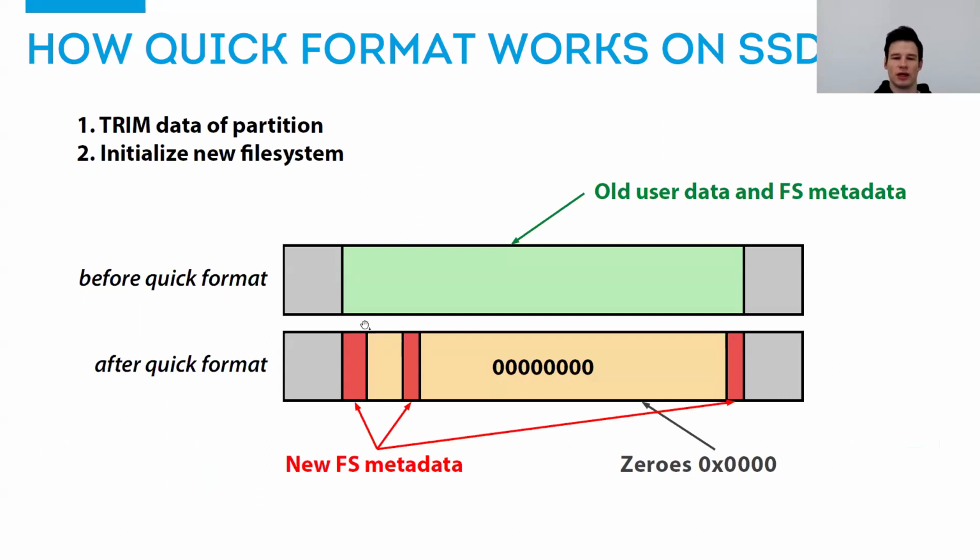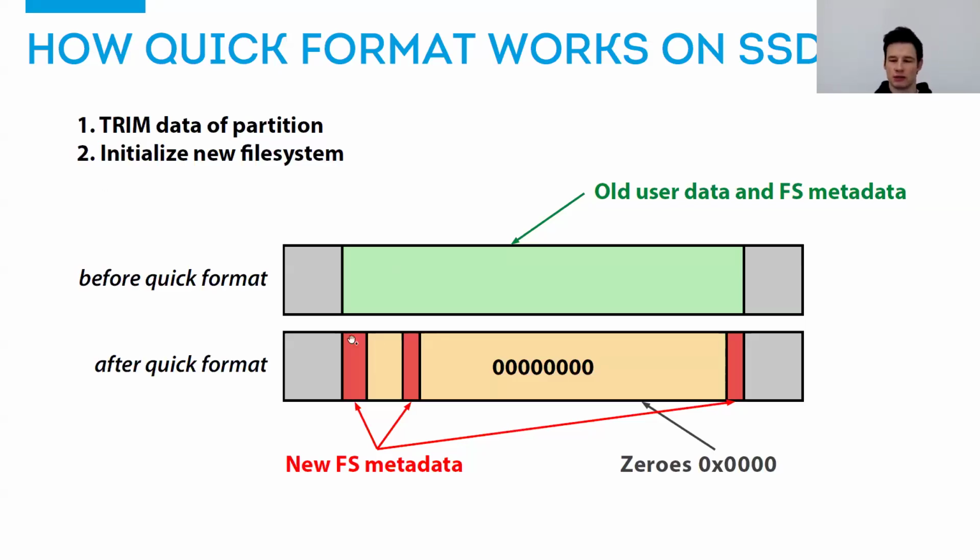So how does it work? Before the quick format, we again have our green data, old user data, and file system metadata. Then you are sending the quick format command to the drive. The drive first initializes the trim. So the SSD right now thinks that data is actually deleted because blocks are not in use anymore. And even further, the operating system writes a new file system metadata.